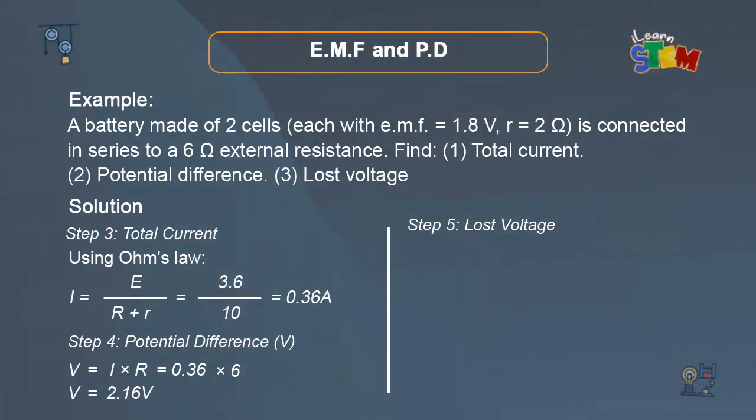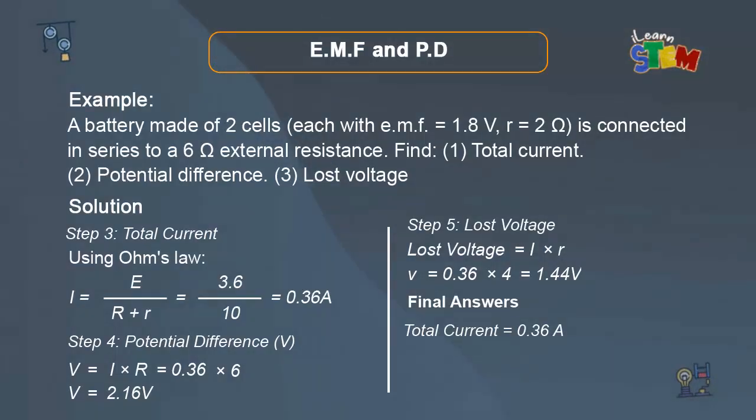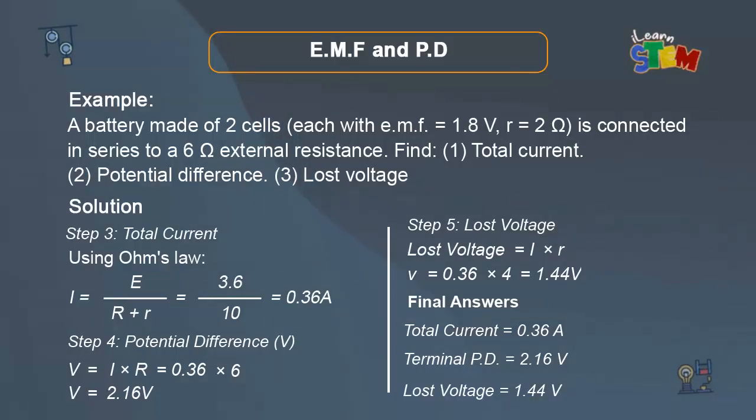Step 5. Calculating the lost voltage. The lost voltage is the voltage drop across the internal resistance of the battery. It is calculated by multiplying the current by the total internal resistance. That is 0.36 amps multiplied by 4 ohms, which gives 1.44 volts. Final answers. The total current flowing in the circuit is 0.36 amps. The potential difference is 2.16 volts. The lost voltage across the internal resistance is 1.44 volts.